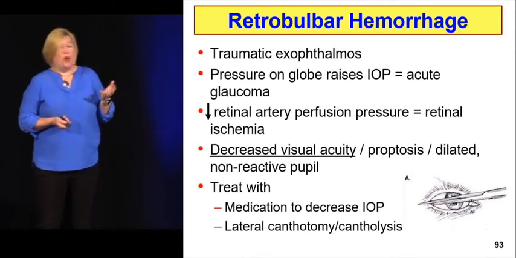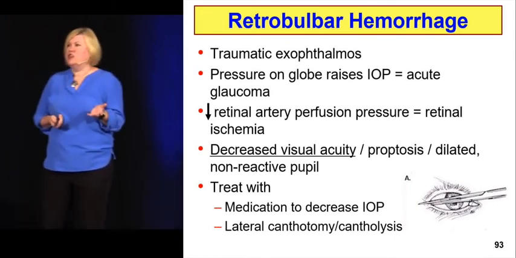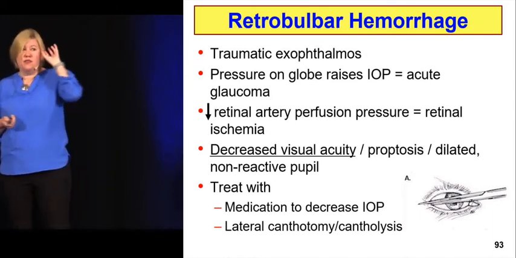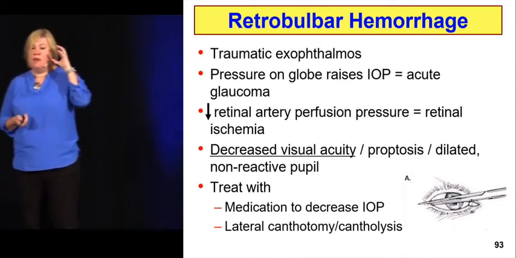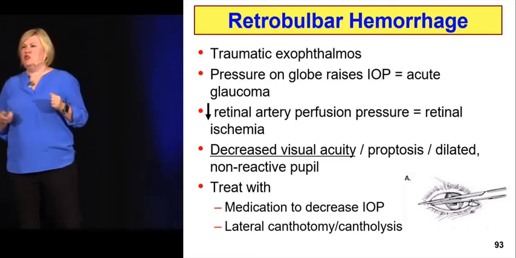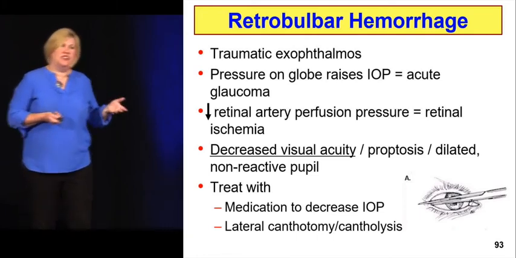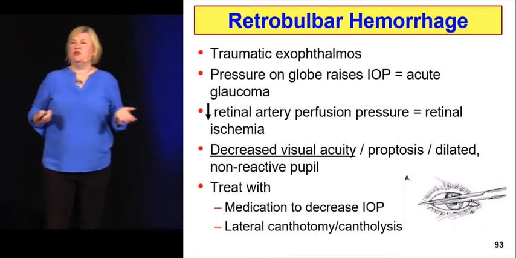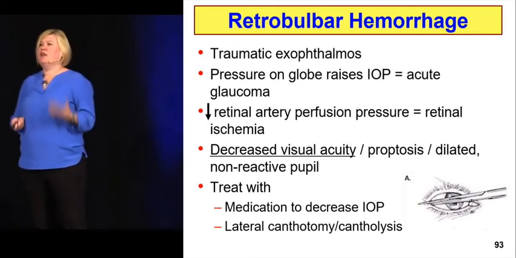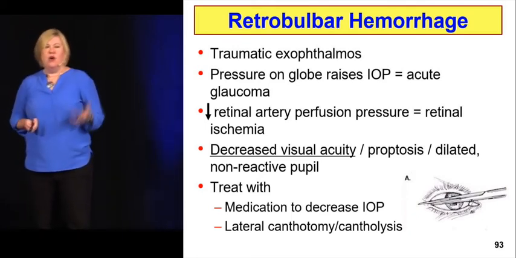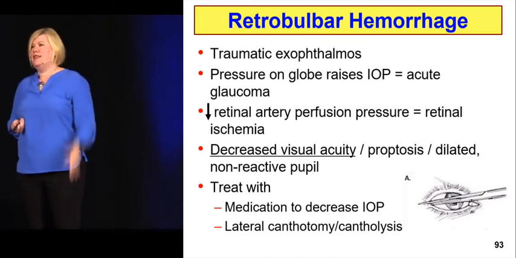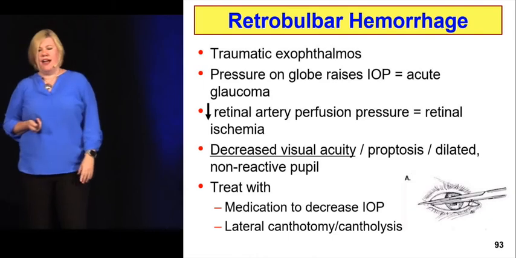So that patient, if they're awake enough to tell you that they have decreased visual acuity, that will be part of the story. Often they can have proptosis because of the bleeding that's happening in that closed compartment of the eye. They may have a dilated, non-reactive pupil. And what can we do for that? Well, we talk about medication to decrease the intraocular pressure like we would do with glaucoma, but this is blood, right, that we're talking about. So really what they need is a mechanical decompression of that blood, which is where the lateral canthotomy and cantholysis comes into play to basically release that pressure and restore blood flow to the back of the eye.